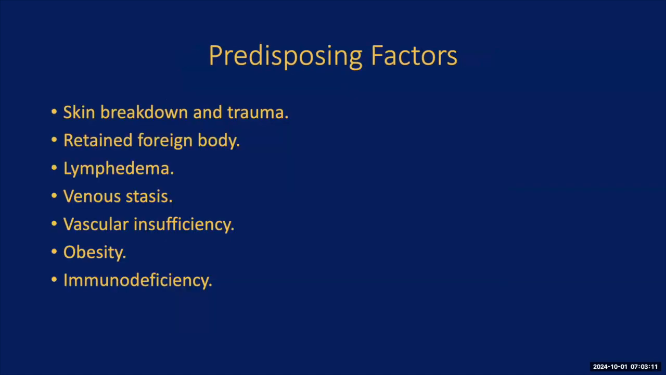There are some common themes in skin and soft tissue infections. Many of them have the same predisposing factors. Typically, there may be some kind of skin breakdown or trauma, which sometimes might be very minimal. That can lead to a retained foreign body at times, which serves as a nidus for infection. Lymphedema, venous stasis, and vascular insufficiency in and by themselves are quite important risk factors. Obesity is independently associated with recurrent infections. And then, of course, immunodeficiency is another big one.